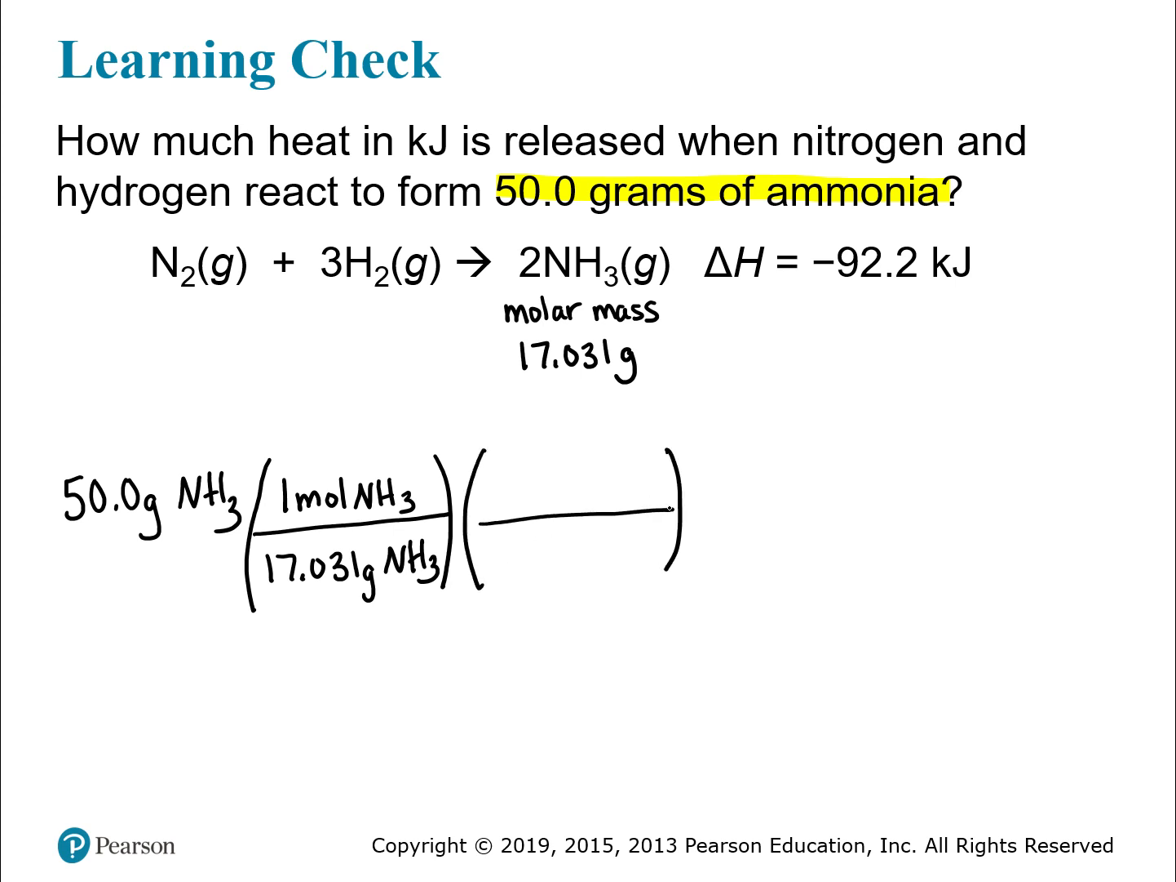The next step is to write that conversion factor. We're saying that heat is released, so it's negative 92.2 kilojoules, but we don't really care about the sign for this, so you don't need to include it when you're doing your calculation. We can write 2 conversion factors here, and I'll use a different color here, using the ammonia and our energy.